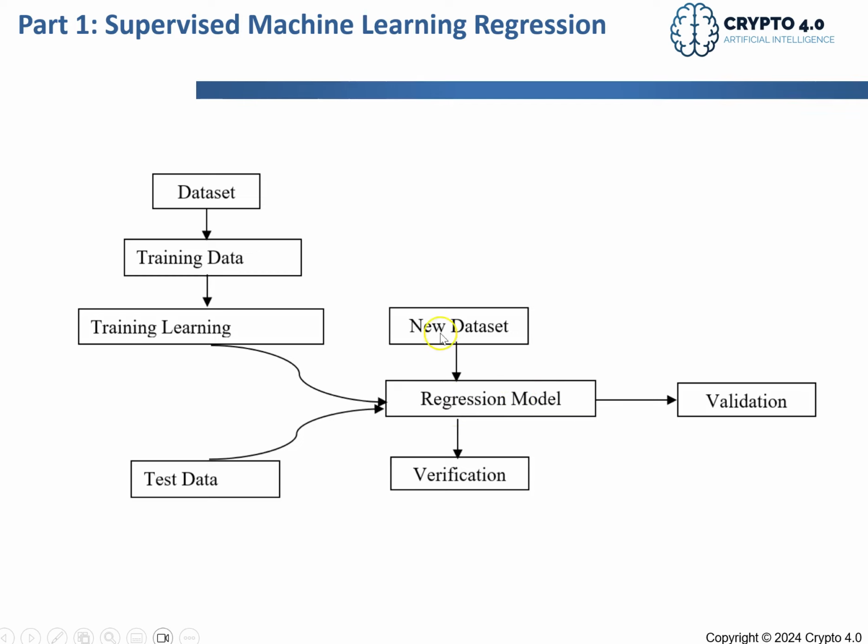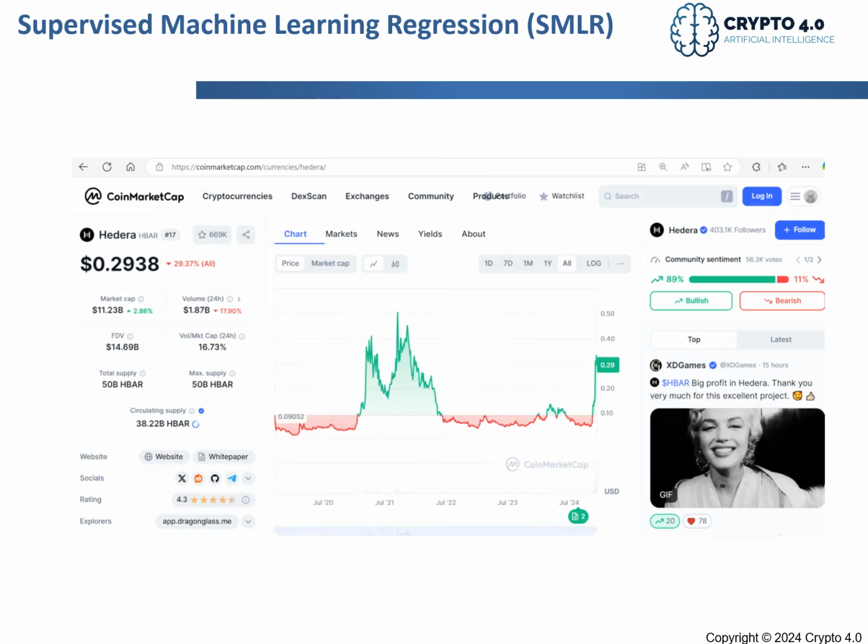Later on, based on future possible market cap and volume of transactions, we will have a new data set and we use the same regression model to make the prediction of the price. That's the general concept that we have.